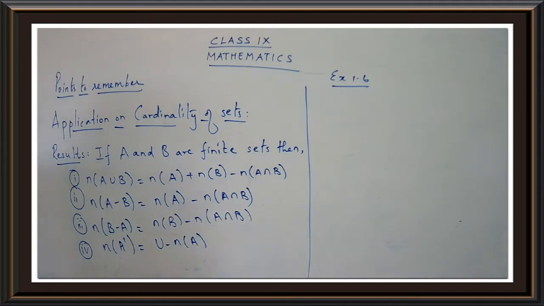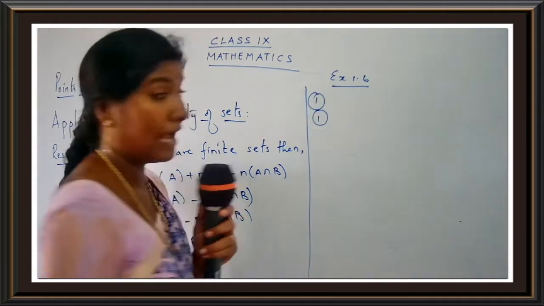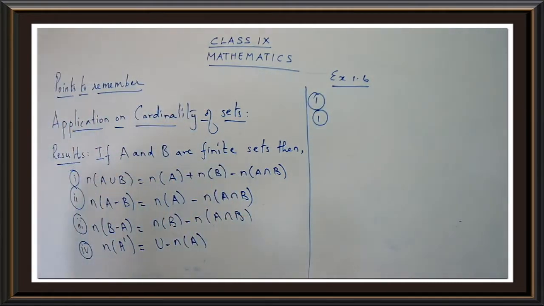Have you taken down the question, children? Take down the first question, first subpart. If n of a is 25, n of b is 40, n of a union b is 50, and n of b dash is 25. So they have given you some information, and you have to find out n of a intersection b and n of u. Okay, shall we start with the sum, children?